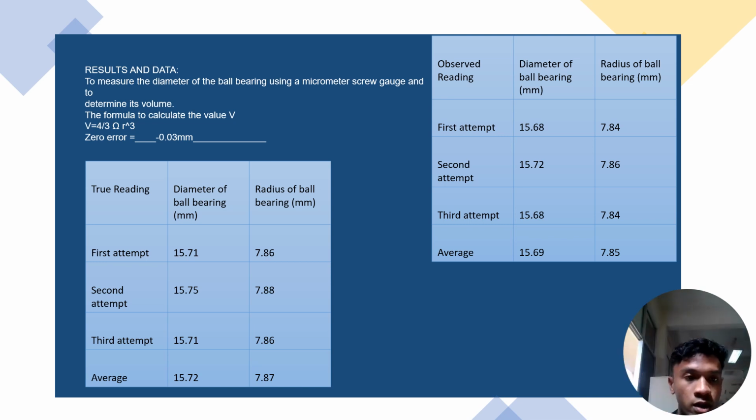For the true reading of diameter of ball bearing, the first attempt we got is 15.71, the second attempt is 15.75, and lastly we got 15.71. So the average will be 15.72. The radius of ball bearing, the first attempt we got is 7.86, second attempt is 7.88, and lastly we got 7.86. So the average is 7.87.